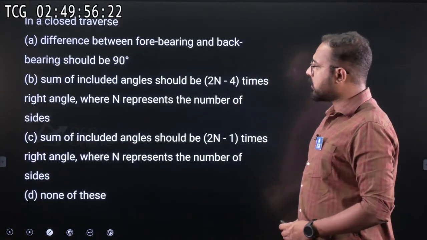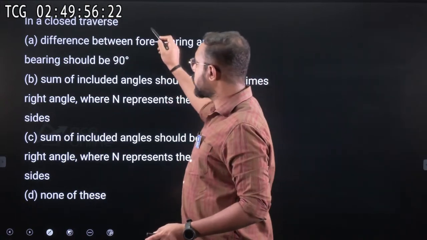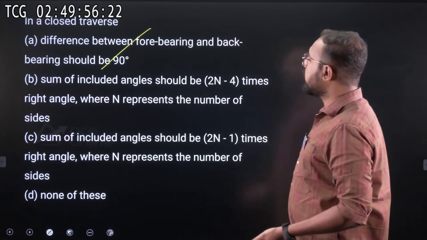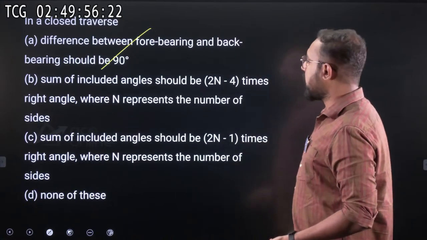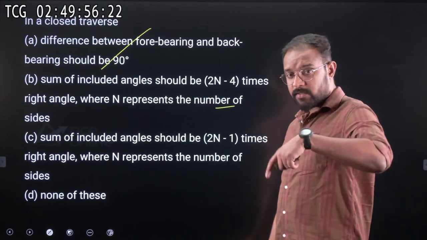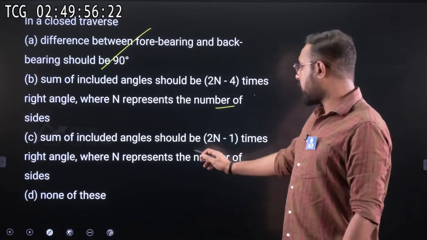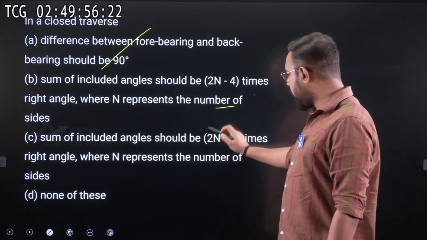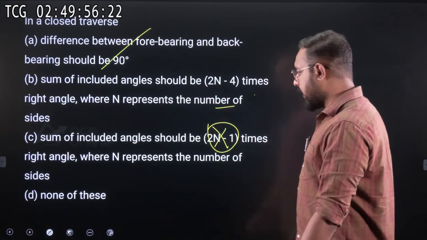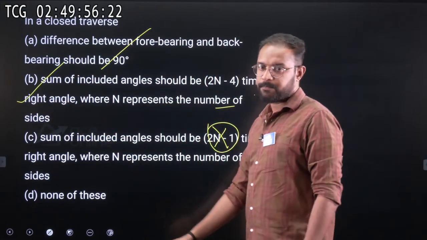In a closed traverse, what happens? Difference between forebearing and backbearing should be 90 degree, that is wrong. The sum of included angles should be 2n minus 4 times right angle, where n represents the number of sides. Yes, this can be true, if the traverse is anti-clockwise. Yes, true. So let us keep that option here. Sum of included angles should be 2n minus 1. We did not discuss any such formula. None of these, that is also eliminated. So the best possible answer here should be option B.